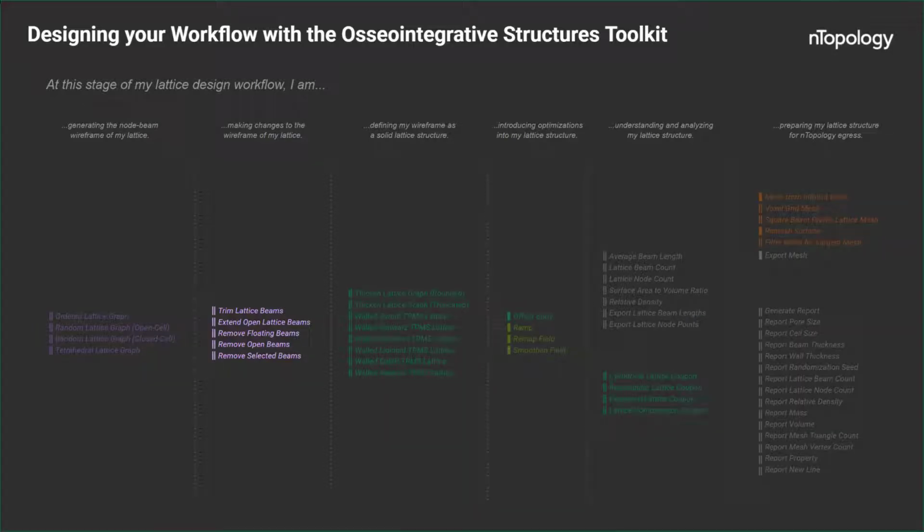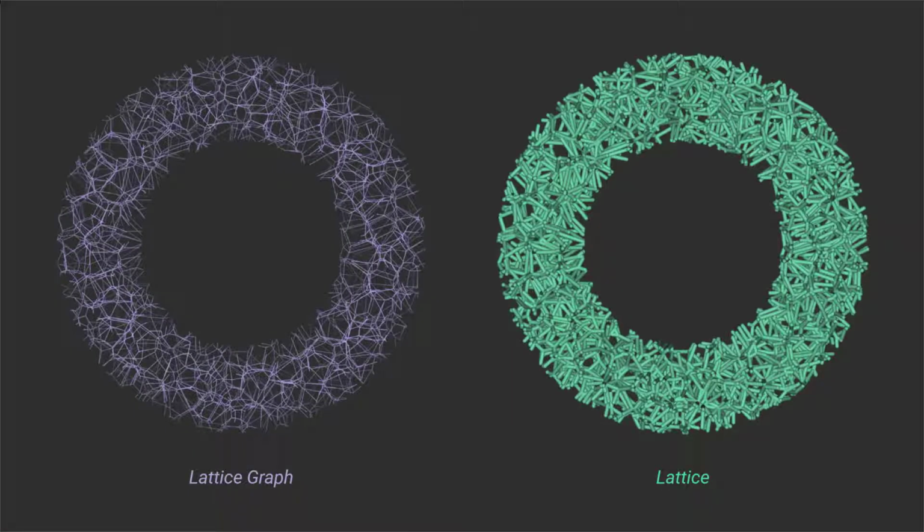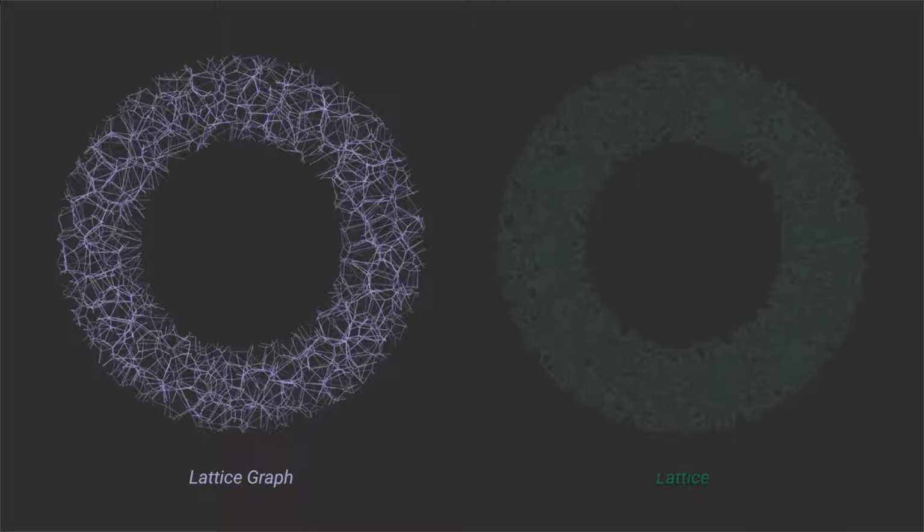Today's focus is on the lattice structure modification aspect of this osseointegrative structures toolkit. And to be specific, the blocks we're looking at will impact lattice graphs specifically. Now, nTopology represents lattices geometrically in a variety of ways, and lattice graphs are a way to represent them as simply a set of nodes or beams, prior to applying an actual thickness to the lattice structure itself. So the primary focus today is going to be on these lattice graphs.